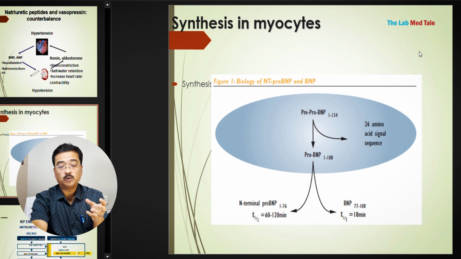So the NT-proBNP and BNP section comes. The BNP is actually the active molecule. With one NT-proBNP, one BNP. So therefore, measuring BNP and NT-proBNP is more or less similar.